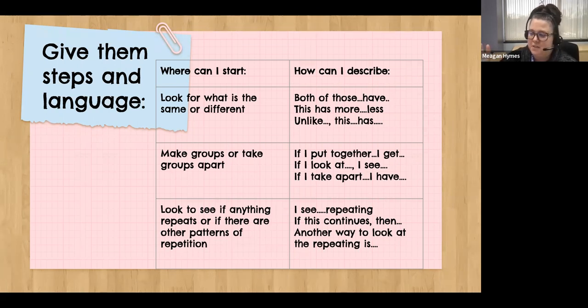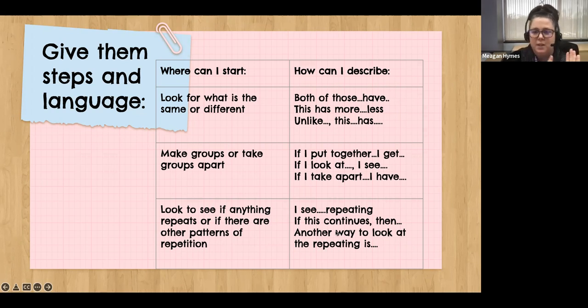Well, if a student says to me, oh, but I don't know where to start, I'm like, look at your column. Where can you start? And one of the first places is, what is the same or different? Can you make groups or take them apart? And again, the dot pattern is one way to start with that, showing them these frames and showing them how that works. How can I describe it? Giving them that language. Right? I see this repeating, and then helping them with it too, right?